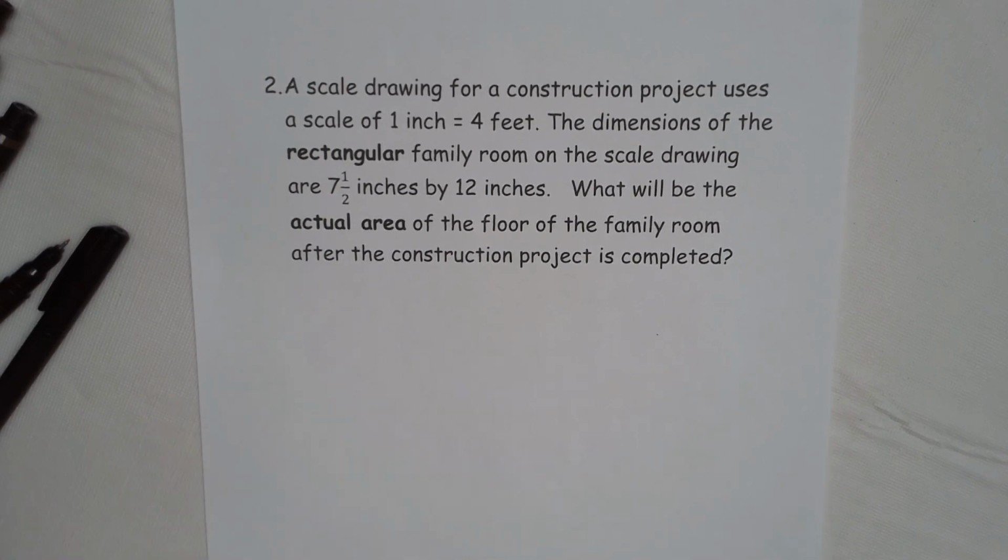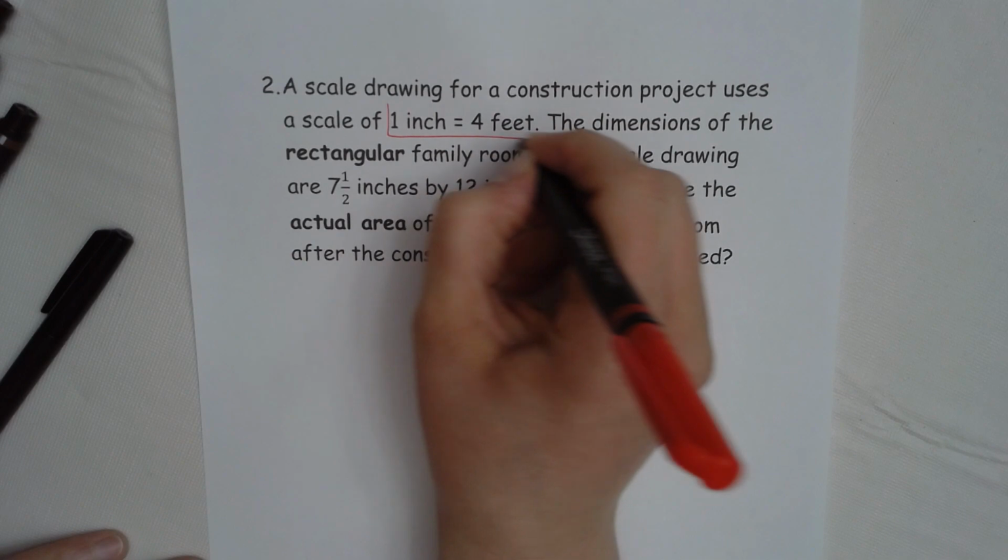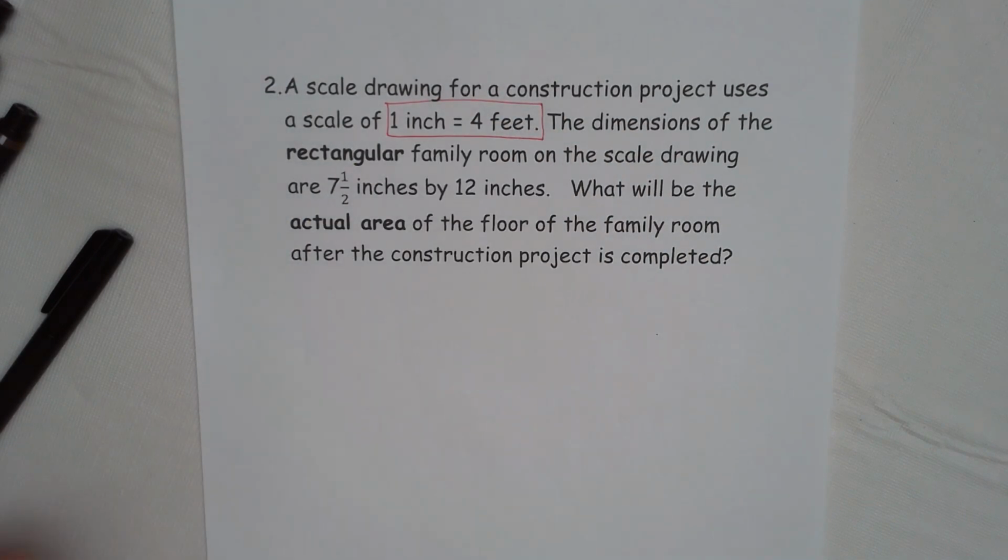Okay. A scale drawing for a construction project uses a scale of 1 inch to 4 feet. I'm going to circle or box this in because that is extremely important for what we need to do. The dimensions of the rectangular family room on the scale drawing are 7.5 inches by 12 inches.